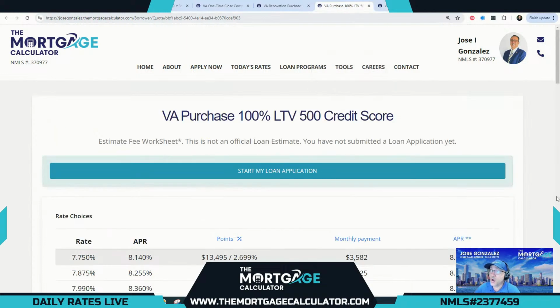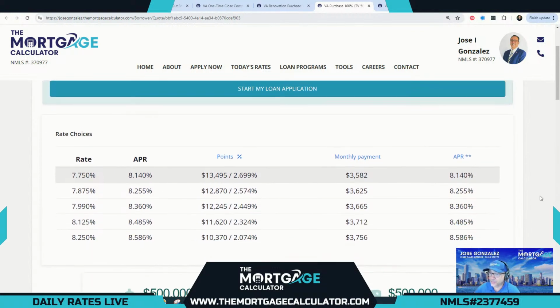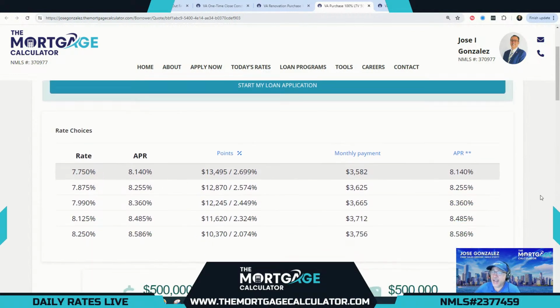Now our low FICO score option. This is with a 500 credit score, and you are looking at an 8.25% interest rate as our lowest cost option. 7.75% is our lowest rate option.